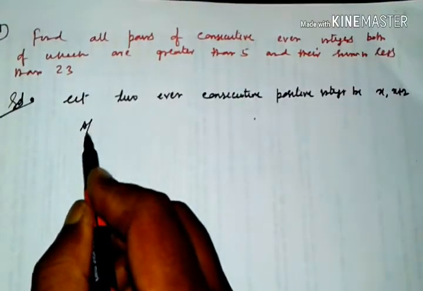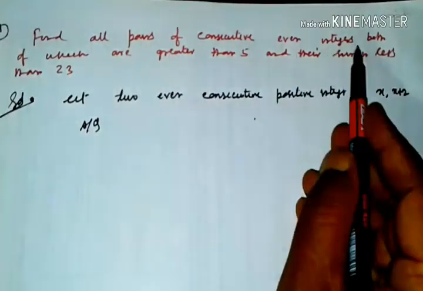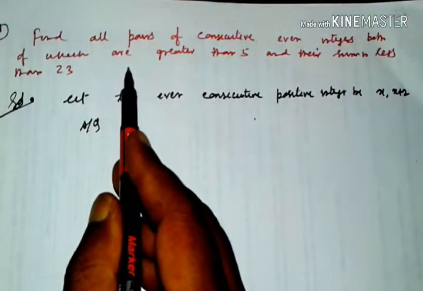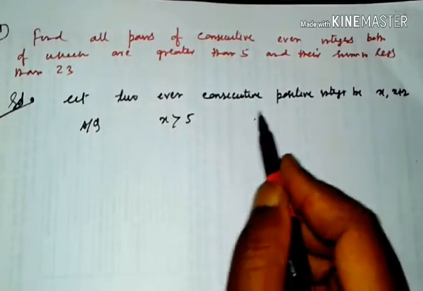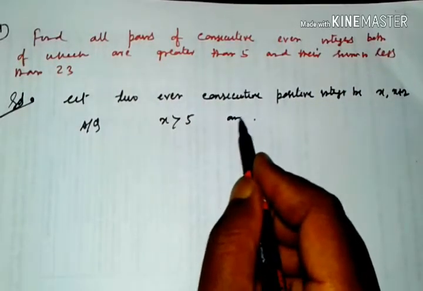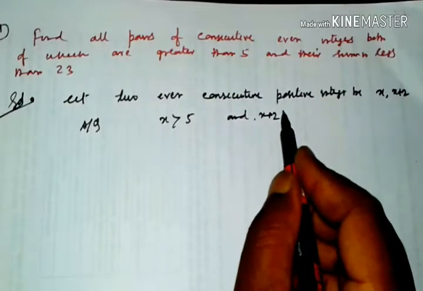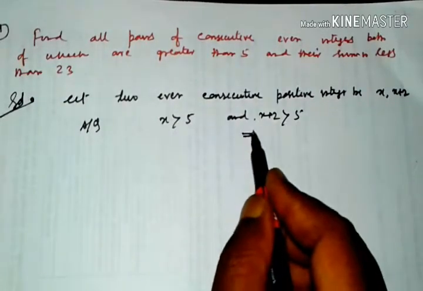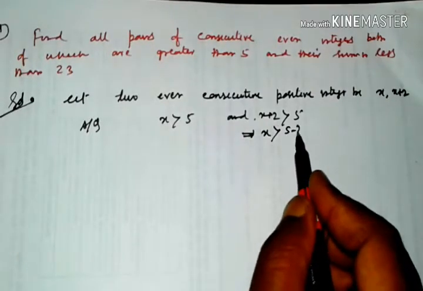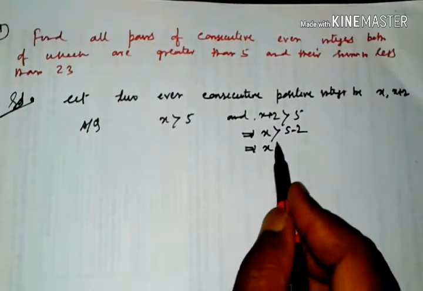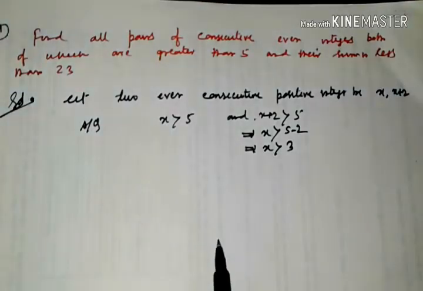According to the question, both of which are greater than 5. Therefore x is greater than 5 and x plus 2 is greater than 5. From this we can write x is greater than 5 minus 2, x is greater than 3.